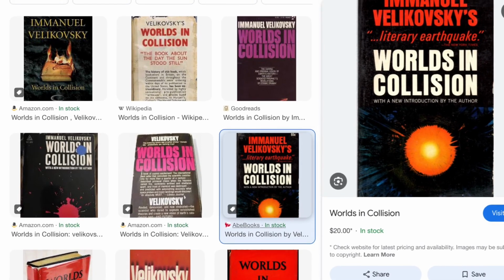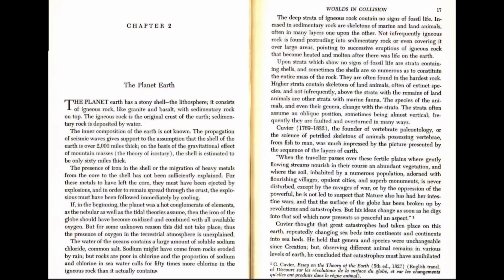Velikovsky's Worlds in Collision, a brief overview of the prologue, chapter 2. All right, so in chapter 2 of the prologue, again, they're kind of laying the foundation here about how what we might believe or learned in school doesn't always jibe with the actual history.